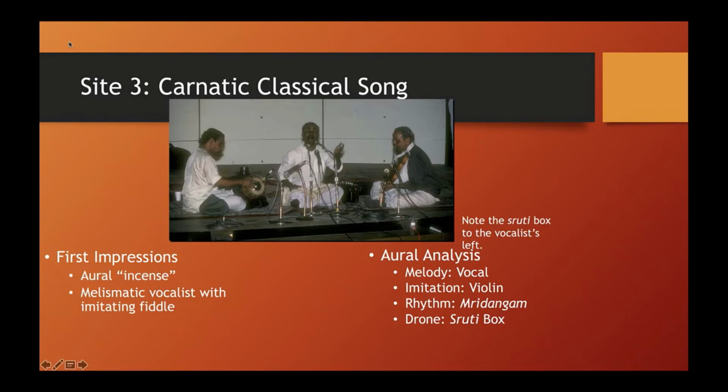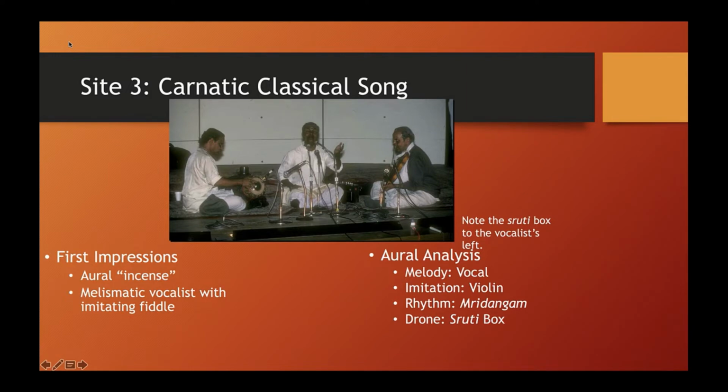So our first impressions for the Carnatic classical song, again, you might notice the drone in the background, that aural incense, and a highly melismatic singer with a violin imitating him. So the melody is provided by the vocalist with imitation by a Western violin, and the rhythm is provided by a two-headed drum called the mridangam, and the drone is provided not by a tambura in this example, but by a box, sort of similar to a small accordion that provides the one and the five, the sol, the do and the sol. That is called a shruti box.